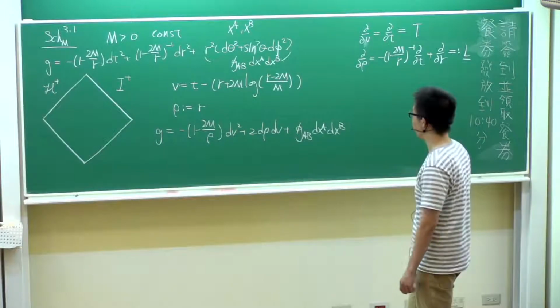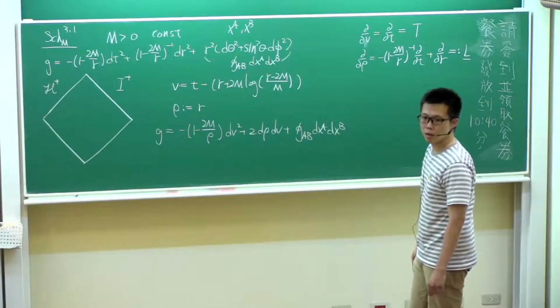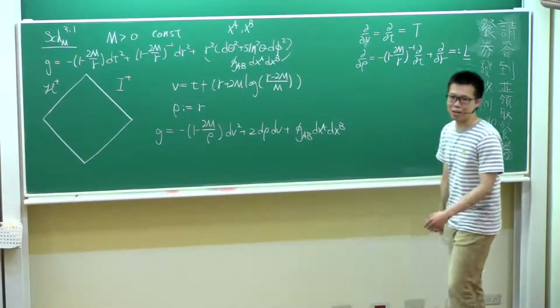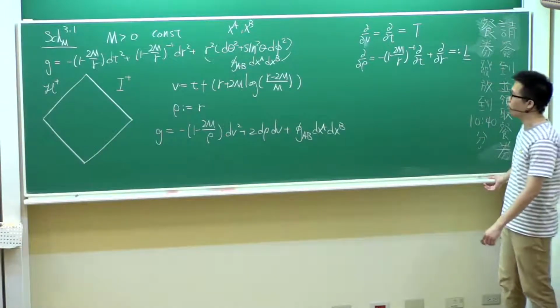Yeah, t minus r, retarded, advanced. Yes, right, you're correct. t minus r is u. Yes, thank you very much. I want t plus r.